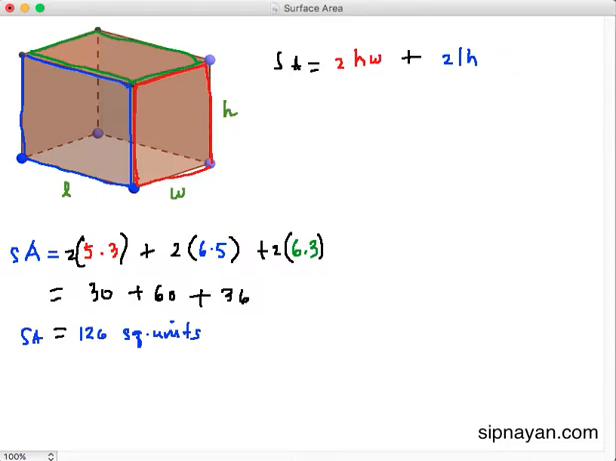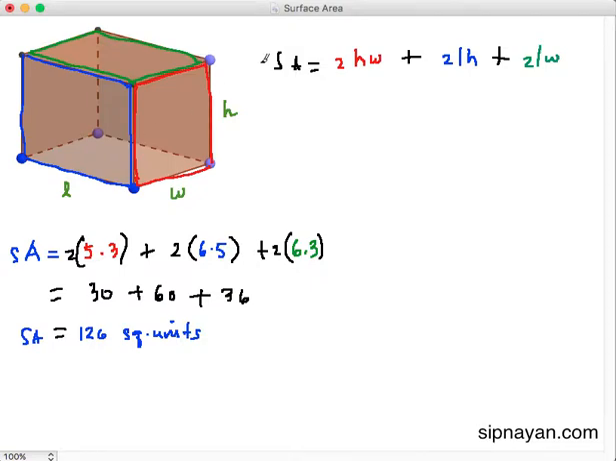lastly, yung nasa top tsaka nasa bottom. These are the, yung part na to is length, and then part na to is width. Okay, so length times width. Length times width times 2 rin, no? Okay, so ito na actually yung formula ng surface area, no?